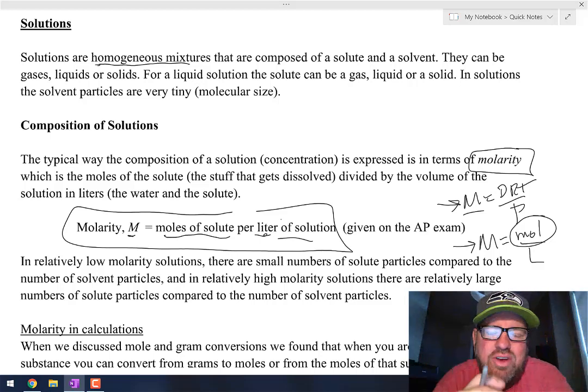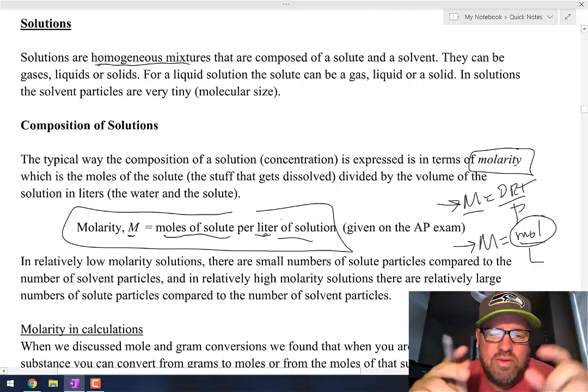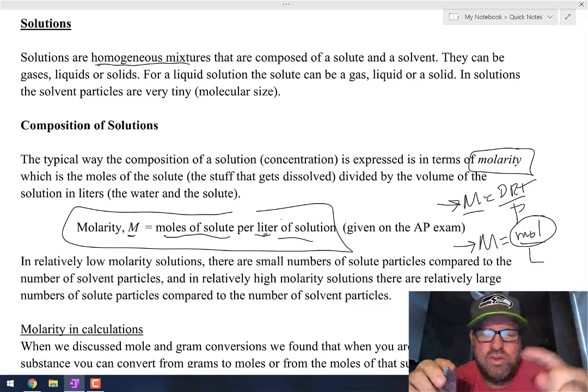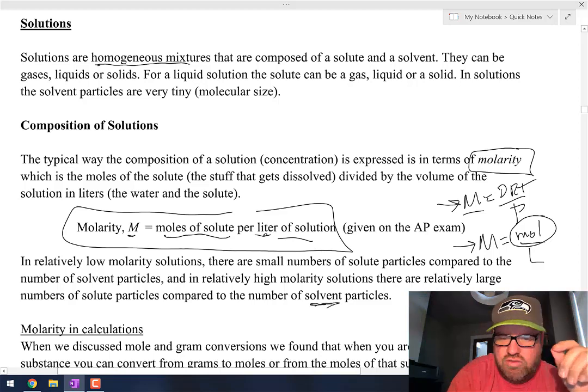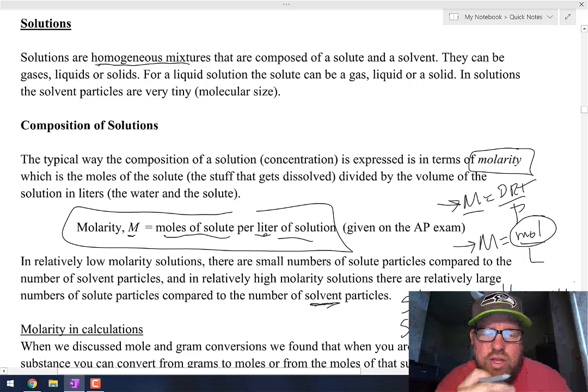It says the liters of the solution, which is the volume after you've added the salt to it. You might say that's not going to change very much. I understand that, and I agree, but it is not the volume of the water. It is the volume of the water and the salt put together. So molarity is moles of the stuff you're putting into the water over liters of the entire solution. The water in this case is called the solvent. In salt water, the solute is the salt, the solvent is the water, and the two of them put together make up the solution. So again, moles of solute per liter of solution.